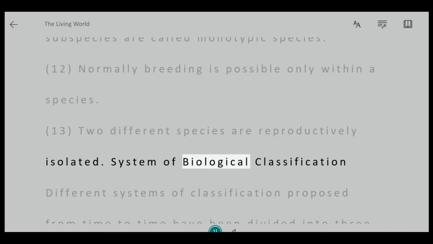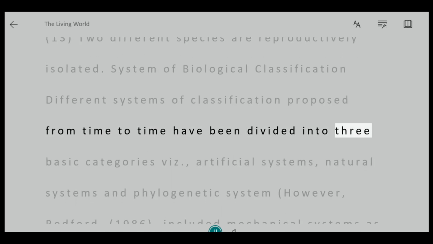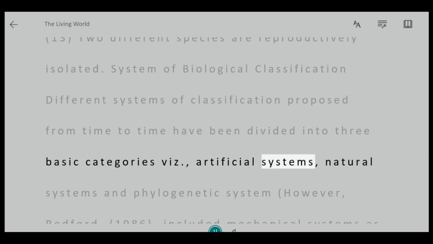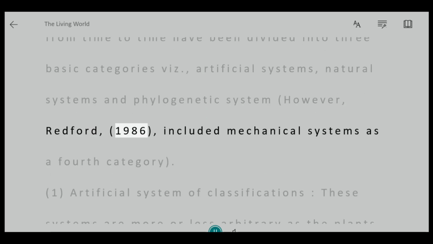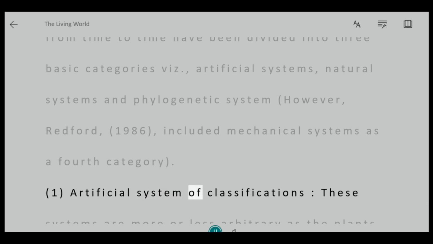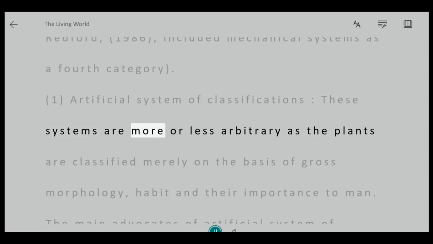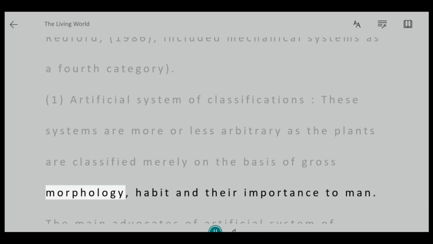System of biological classification. Different systems of classification proposed from time to time have been divided into three basic categories, viz., artificial systems, natural systems and phylogenetic system. However, Redford, 1986, included mechanical systems as a fourth category. 1. Artificial system of classification. These systems are more or less arbitrary as the plants are classified merely on the basis of gross morphology, habit, and their importance to man.